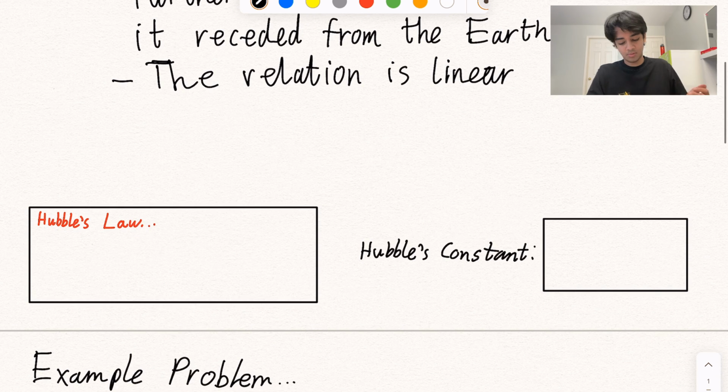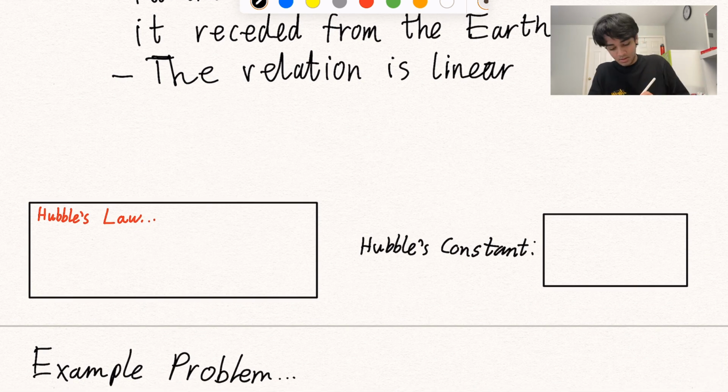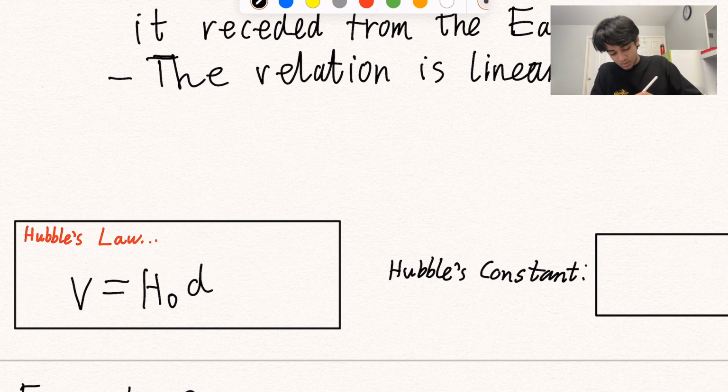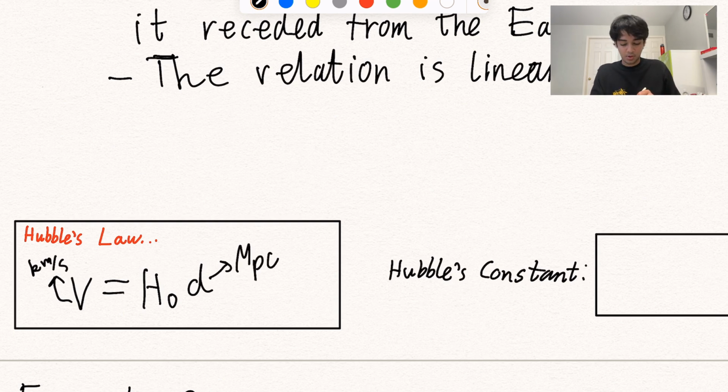This brings us to Hubble's law, which says the velocity of a galaxy or any object is equal to the Hubble's constant times the distance it is from us. V is in kilometers per second, and D is in megaparsecs. So the velocity of the moving object is in kilometers per second, and the distance of the object is in megaparsecs. And this will let the formula work.